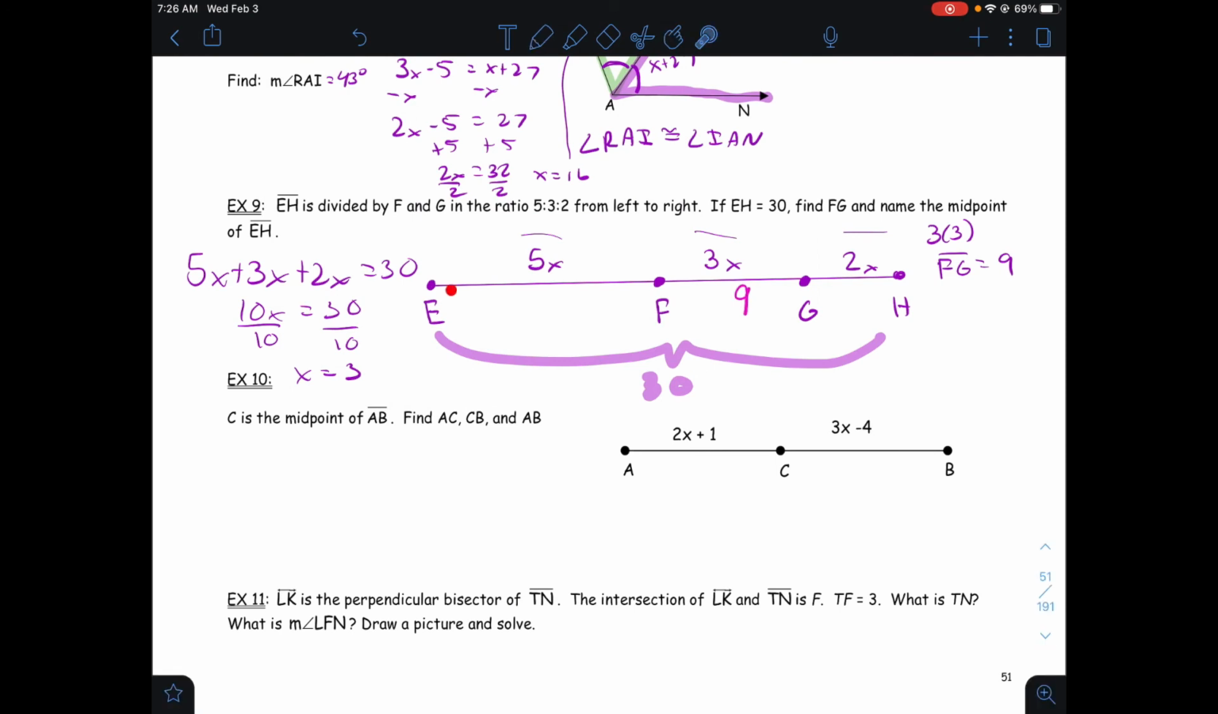EF, which is this guy here, is going to be 5 times 3, which is 15. And then GH over here is going to be 2 times 3, which is 6. All right, so we see that EF is 15, and we're trying to find the midpoint. Well, we can see here 9 plus 6 is going to give us 15 over here. So you could see that F is actually going to be the midpoint. And the reason F is the midpoint is because it splits it in half here, right? We got 15 and then 15.